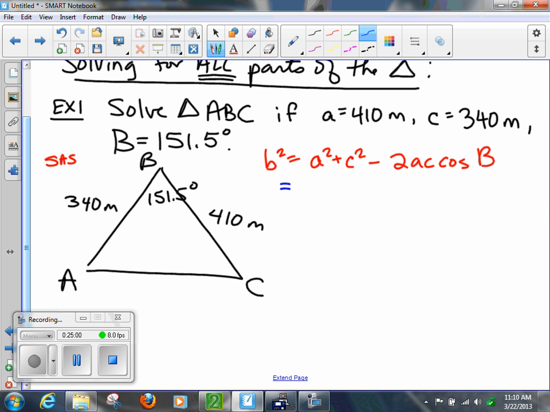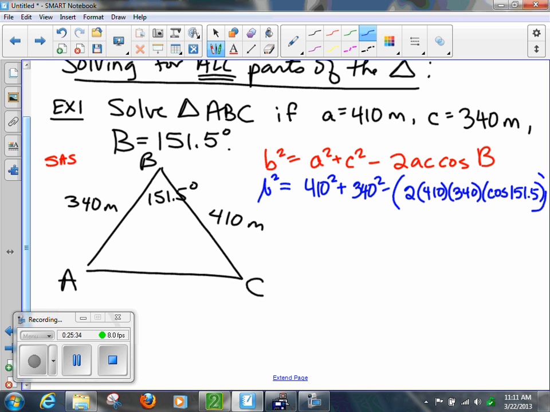All right, what is A squared? 410 squared plus, you tell me, 340 squared minus, in parentheses, 2 times 410 times 340 times the cosine of 151.5. Put the parentheses there, because if you don't, when you put it in the calculator, you're going to get it wrong. Close the parentheses at the end. Now it's all calculator work.